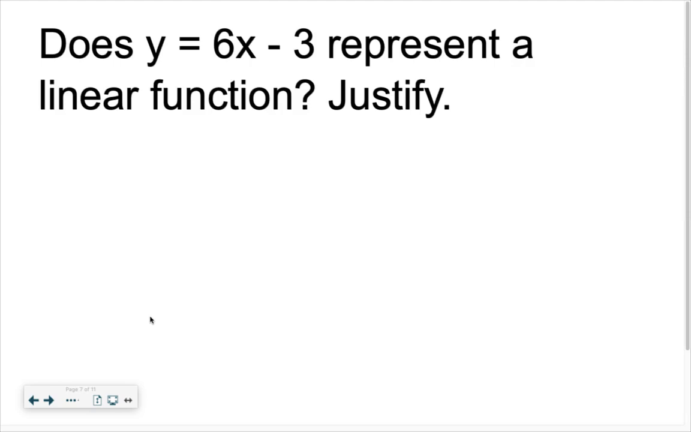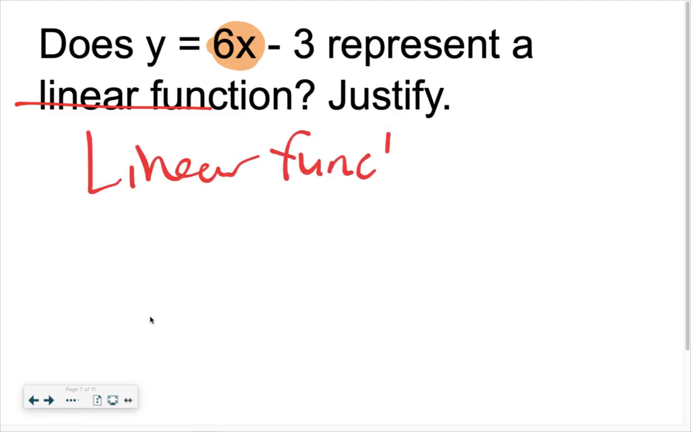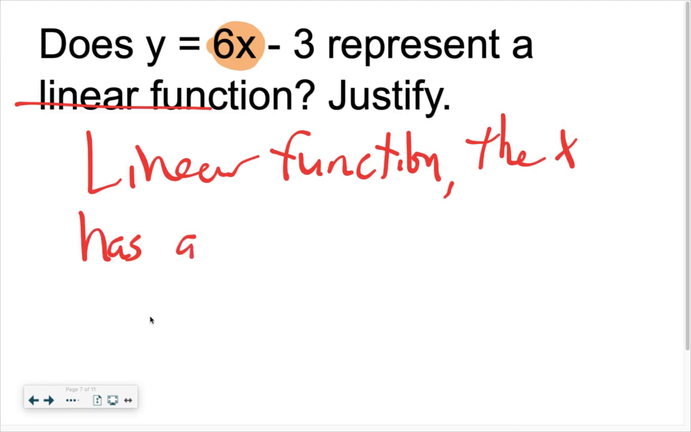So, does this equation represent a linear function? Justify. All right, take a look at that variable. Does the variable have an exponent? If it does, then it's nonlinear. So if it was x squared, x cubed, x to the 25th, then it's nonlinear. This is a linear function. The x, the input, the independent variable, has a power of 1, has an exponent of 1.